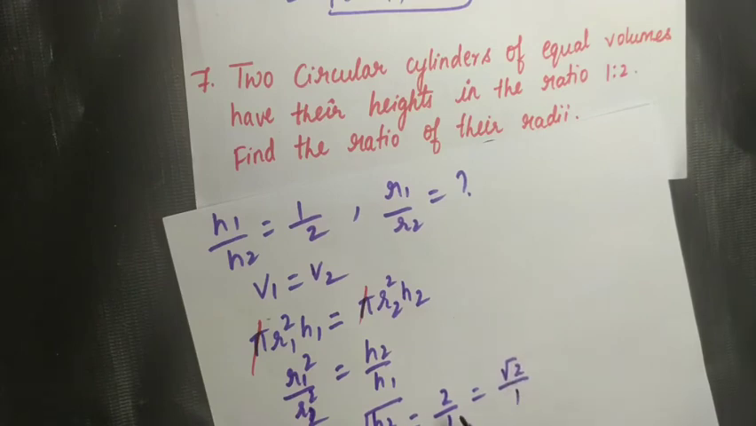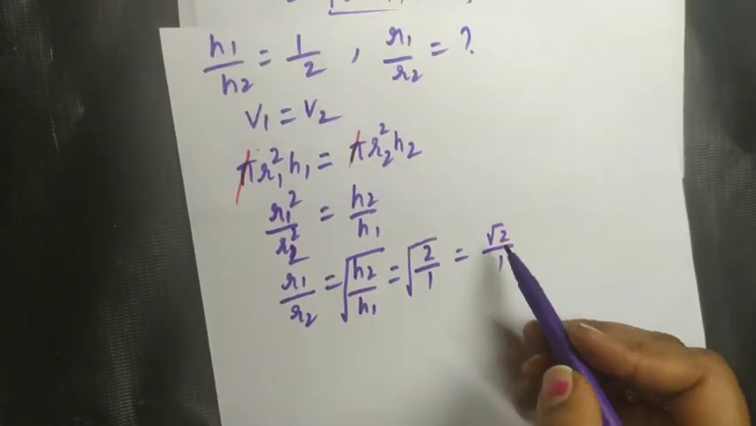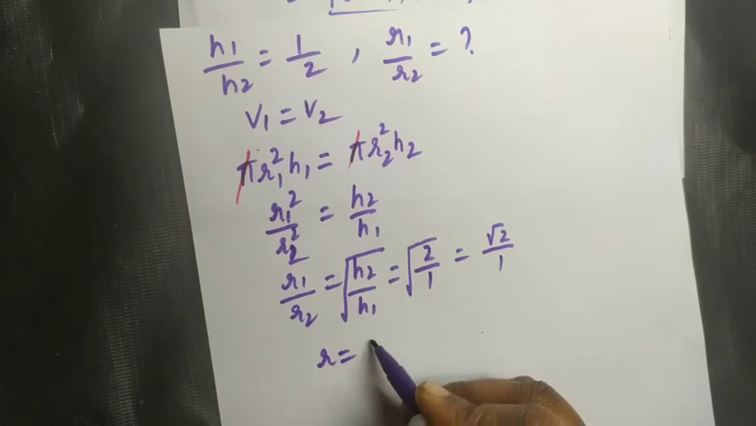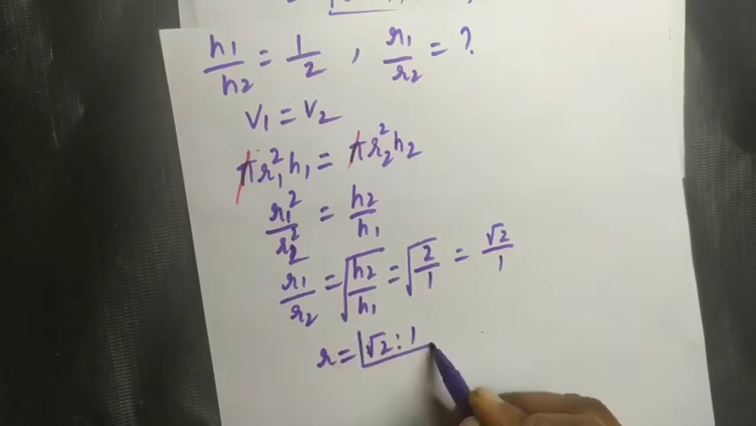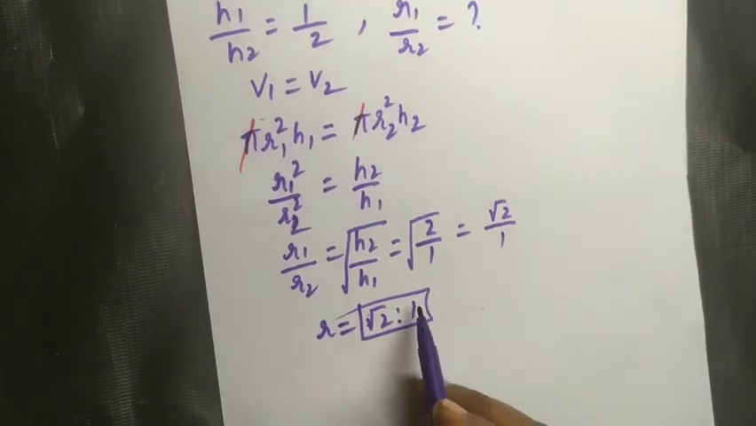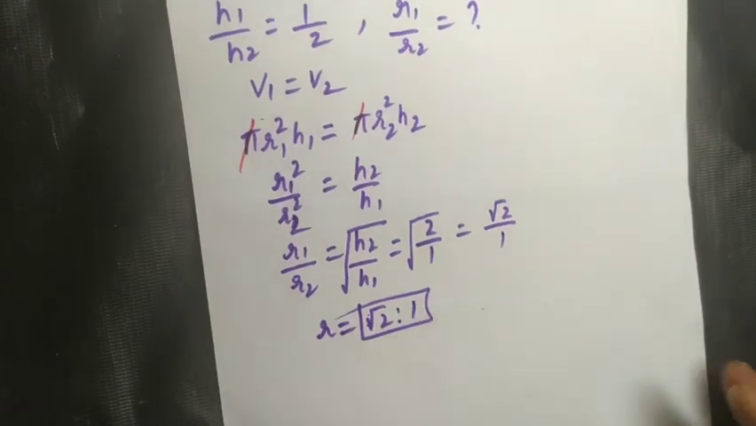You have to take the square root for this also. So the radii are in the ratio root 2 is to 1. Okay, so this is the 7th problem.